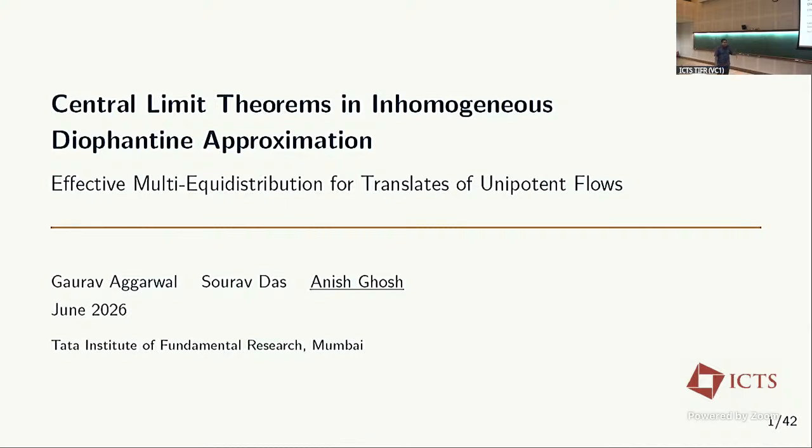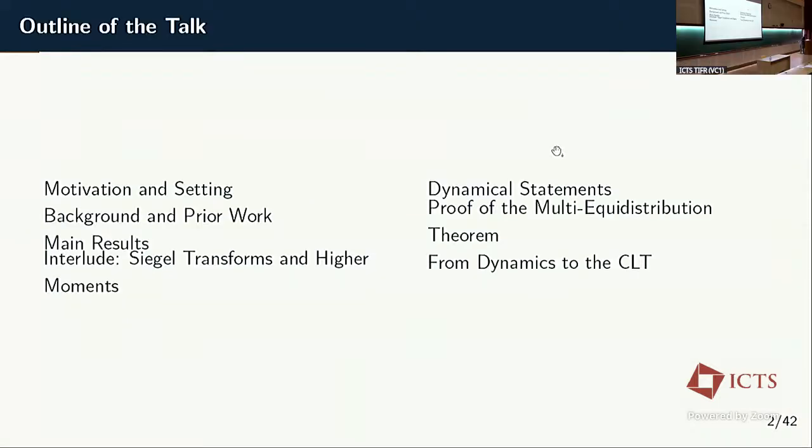example, which is a recently concluded paper joint with two very talented young mathematicians. Gaurav Agarwal is a postdoc in Zurich. Saurav Das is a postdoc at the Tata Institute. And this is the title, but the story is much simpler than the title would suggest it is. So please bear with me.